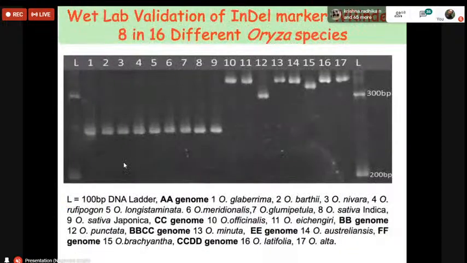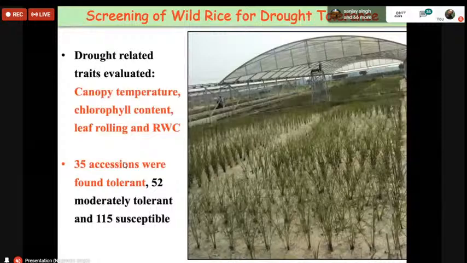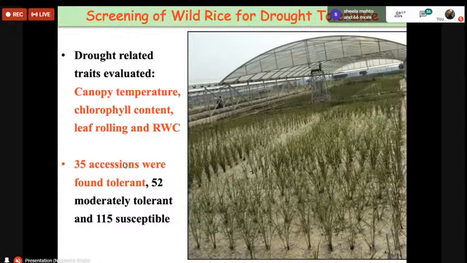These are some examples of the indel markers. See, the A genome has this size of band. The other genomes have different kinds of bands. So a combination of indel markers or SNP markers can tell you with certainty which species of wild rice it is. What I have collected is mostly Varaja, Rupi Pogan and Niwara.